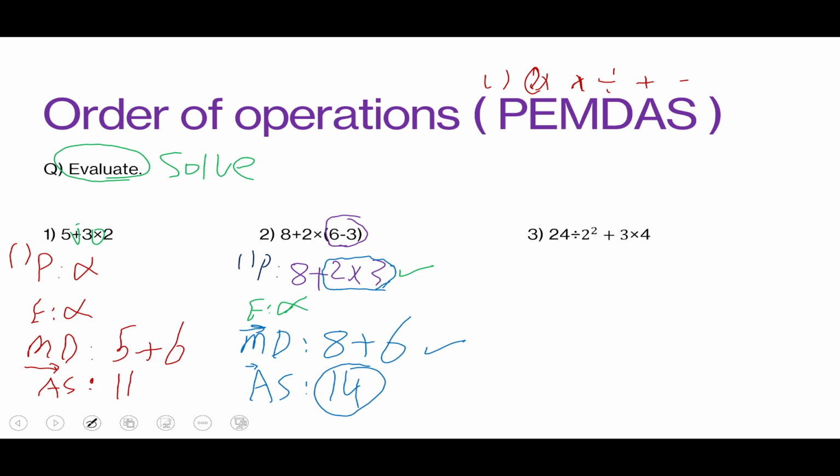The last one, it's a little bit hard, but if you follow the steps it's going to be very easy. So P, brackets. Do we have any brackets in here? No, we don't have brackets. Exponent. Do we have an exponent? Yes, to the power of 2, it's an exponent. So what's the answer of 2 to the power of 2? 2 to the power of 2 means the base 2 is repeated twice. 2 times 2 is 4.